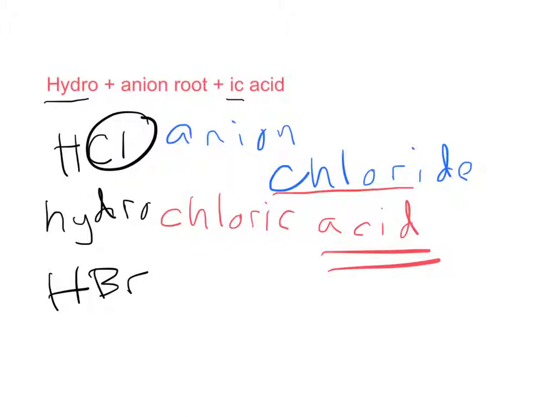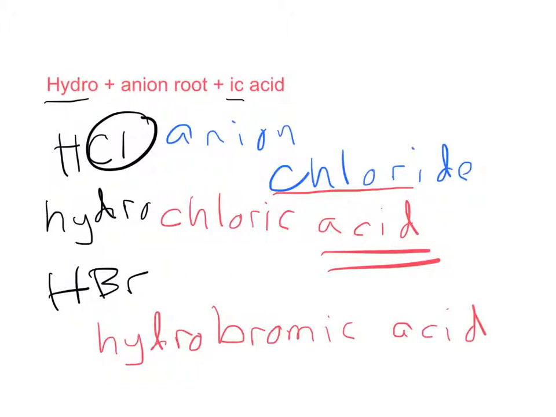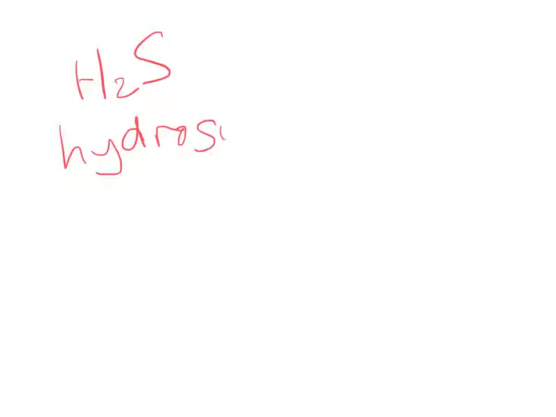So if we look at HBr, this is another binary acid. It's going to start with hydro. The anion is bromide, so the root of bromide is brom, so hydrobromic acid. And then sulfur, let's look at H2S. Same format, it's going to begin with hydro. Now, instead of just using the root of sulfur, we actually include the entire name. So this becomes hydrosulfuric acid.